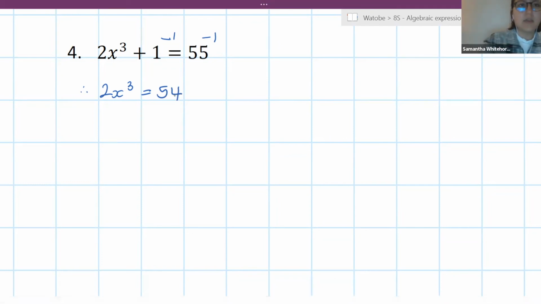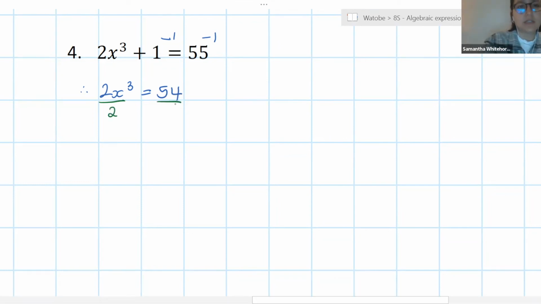Right, the next thing I want to do is get rid of that coefficient. So I'm going to divide both sides by 2. And maybe in the chat, or if you're again feeling brave, if you'd like to maybe raise a hand, can someone tell me what 54 divided by 2 is? All right, Kaden, awesome. Well done, my people. Thank you, guys. 54 divided by 2 is 27.